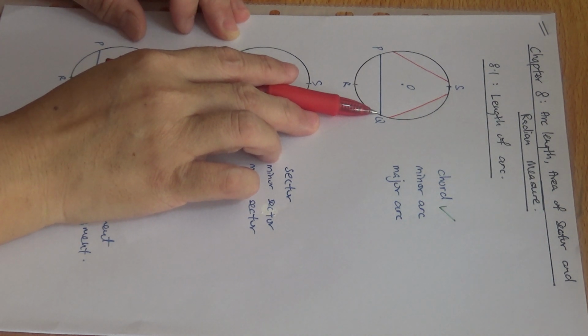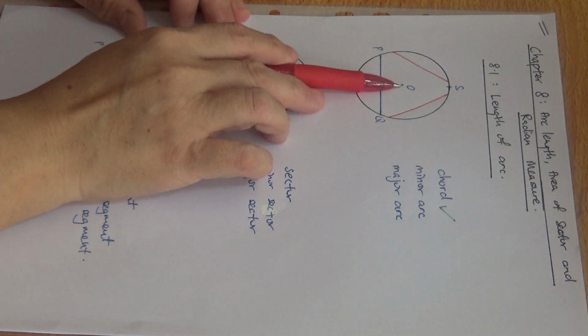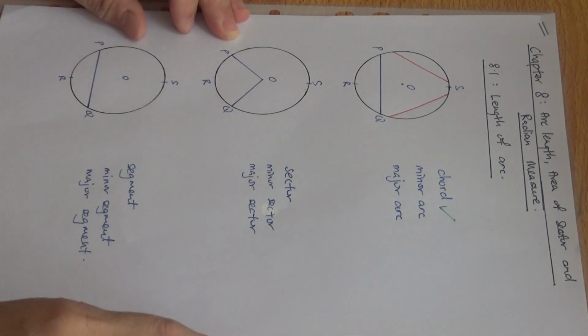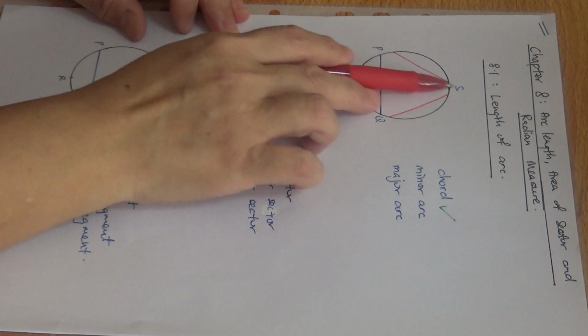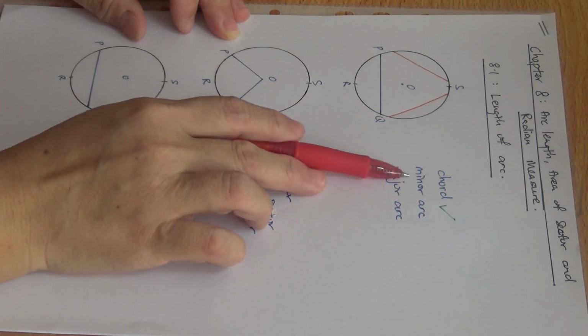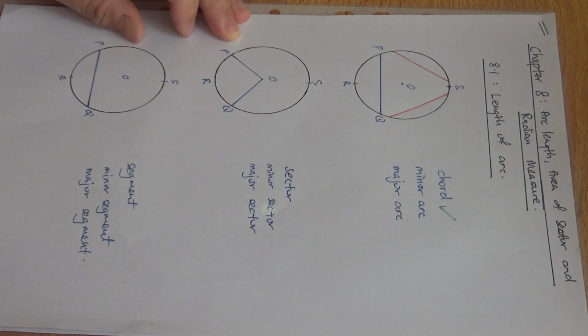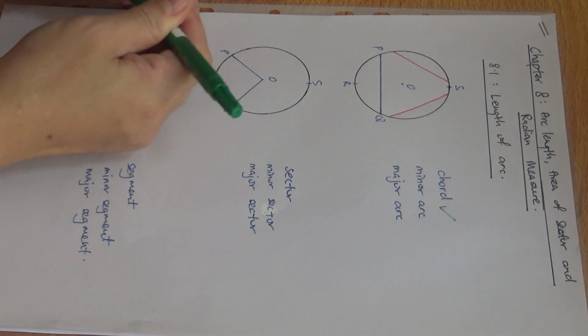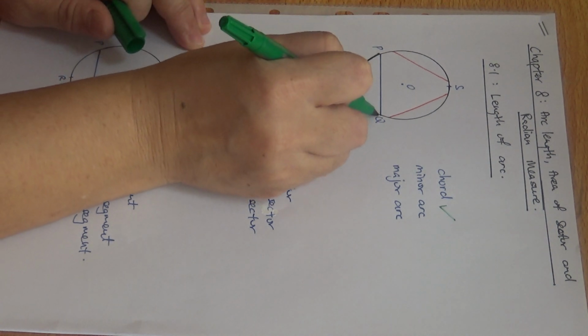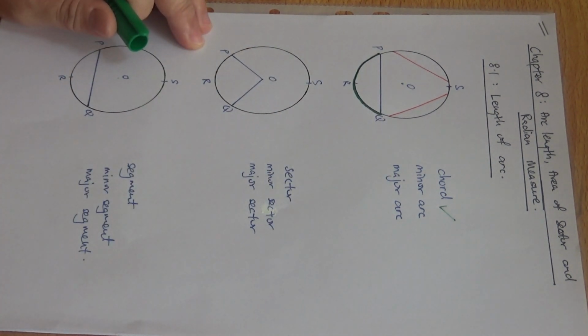A diameter will pass through the center, and it is called the diameter, not a chord. A chord is any other line that touches circumference to circumference. Now, what is a minor arc? A minor arc is the arc here, PRQ. It is less than half the circle.